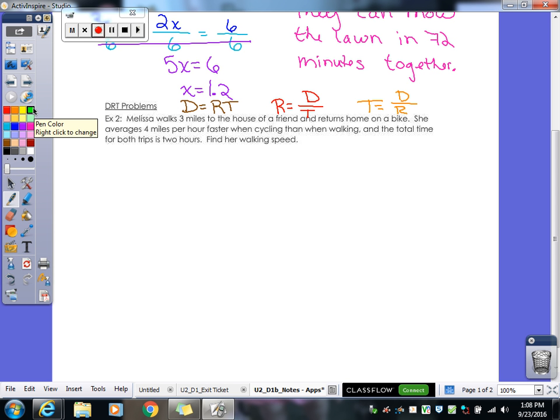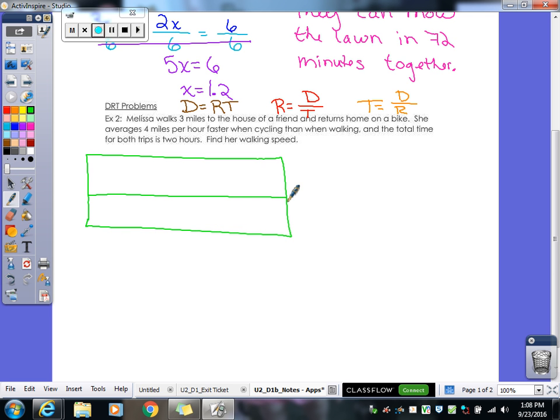So we have Melissa who walks 3 miles to the house of a friend and then returns home on a bike. She averages 4 miles per hour faster when cycling than when walking, and the total time for both trips is 2 hours. Find her walking speed. So these ones are easier if you set yourself up a little table. So we're really talking about 2 things here. We're talking about when she's walking to her friend's house and when she's riding the bike.